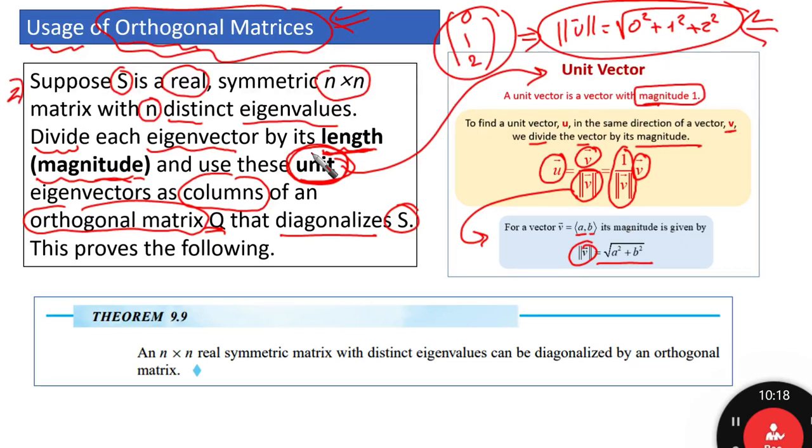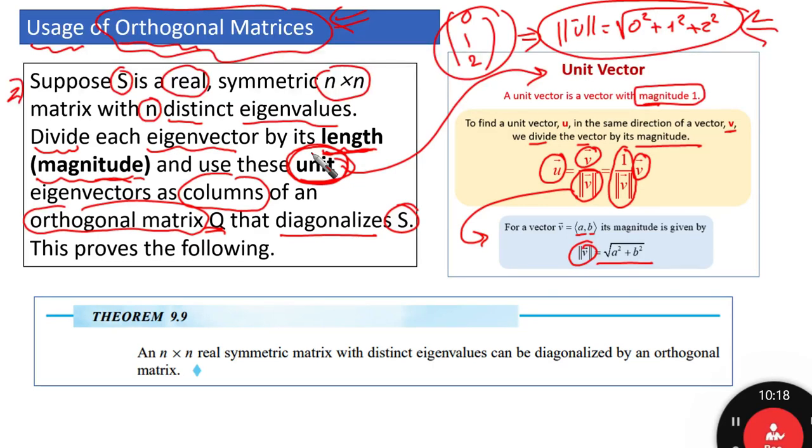Now I think we are waiting for an example to show how what we are talking about can be applied or understood. Let's assume that we have S, which has these elements, and let's assume that it is real, as we can see here. It's real numbers. It is a symmetric matrix.